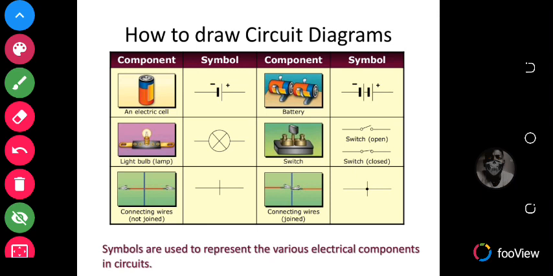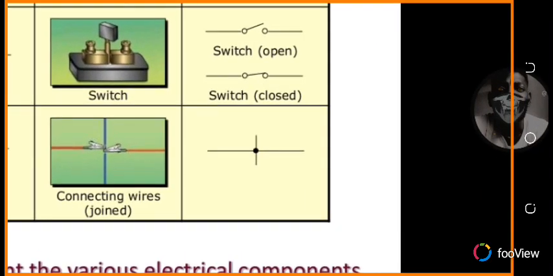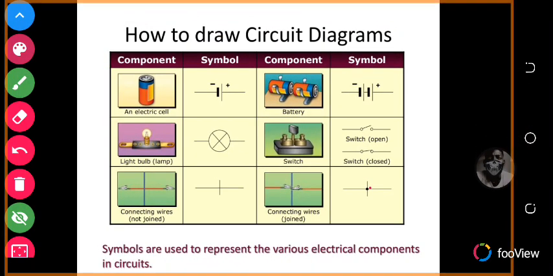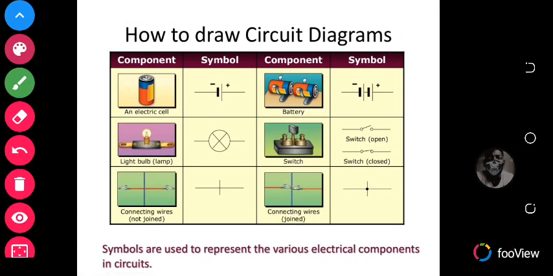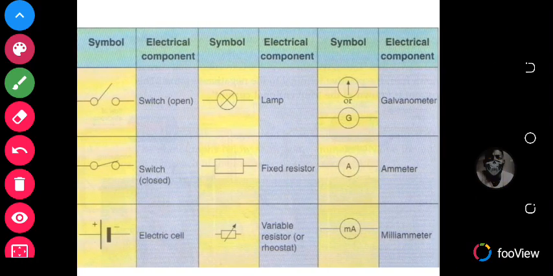and for connecting wires that have been joined, there's a dot in the middle to show that there are two different wires, but they've been joined together. Two different wires being joined together. Okay, so symbols are used to represent various electrical components in circuits. Now let's look at more of the symbols.